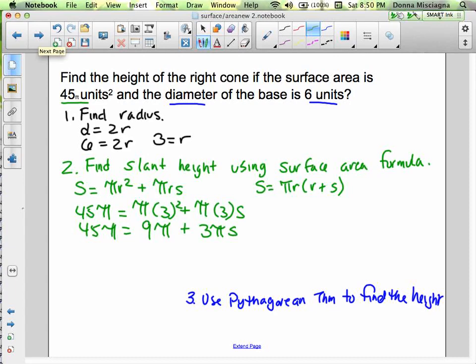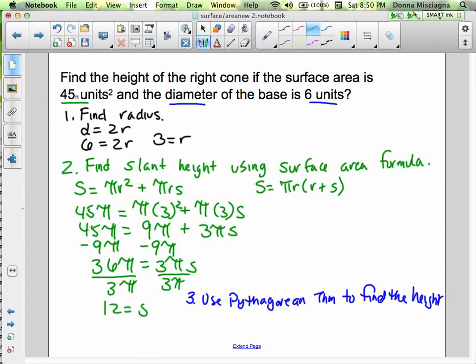I cannot combine 9 pi and 3 pi slant because only the 1 has a variable with it. But I can combine the 45 pi and 9 pi. So I can subtract 9 pi from both sides. That gives us 36 pi is equal to 3 times pi times the slant. We'll divide both sides by 3 times pi. All right, so that means that 12 is our slant.